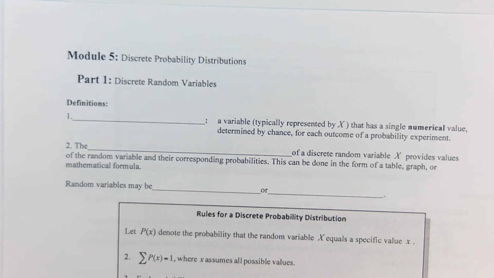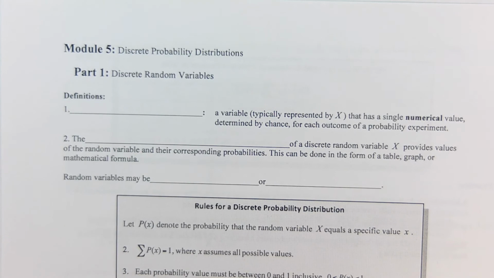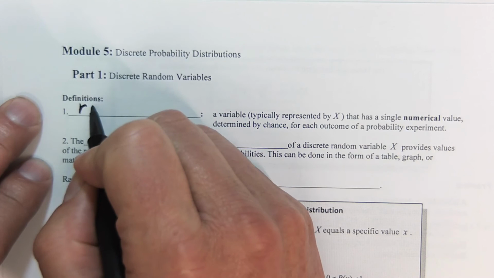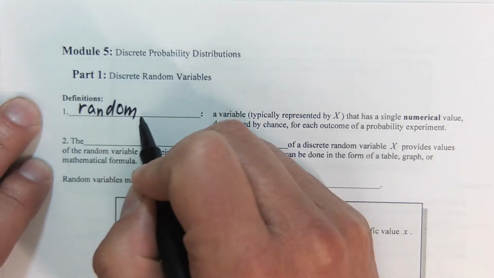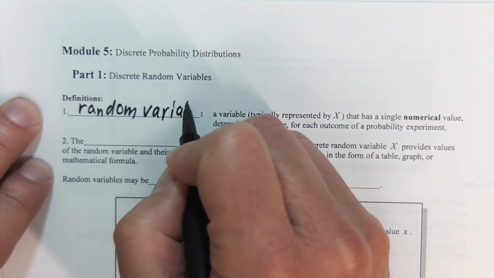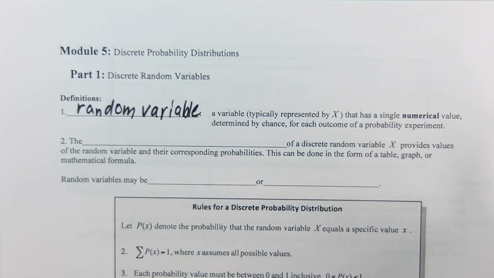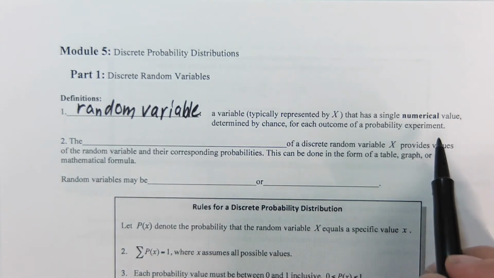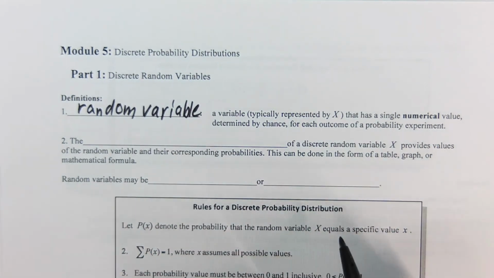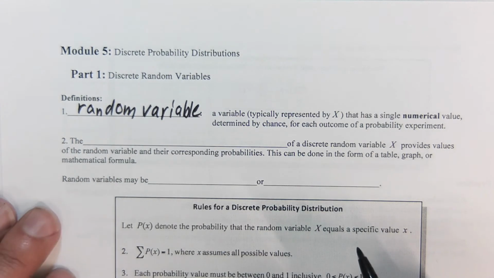Hey there, everybody. We're going to talk today about discrete probability distributions, and we're going to start off with some definitions first, and we're going to start off with a random variable, which is a variable we often denote with a capital X for a single numerical value, and it's determined by chance. It's exactly what it sounds like. It's literally a random variable.